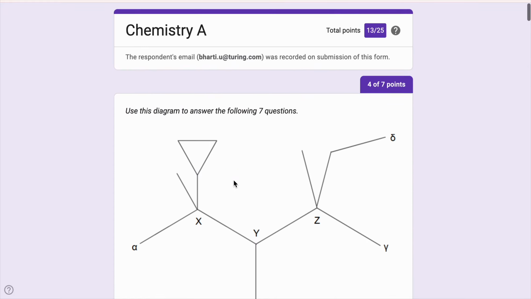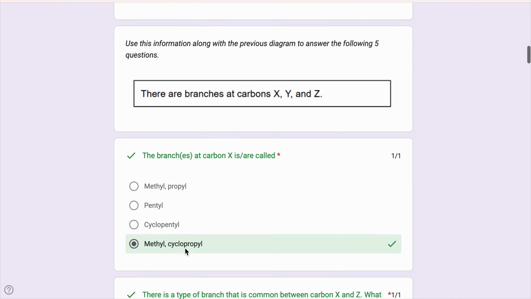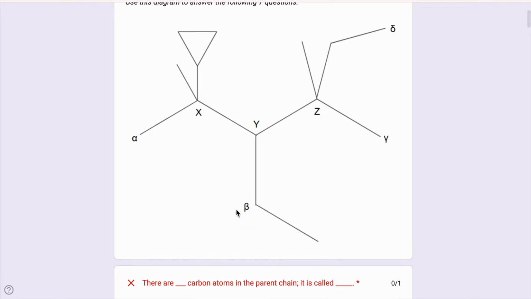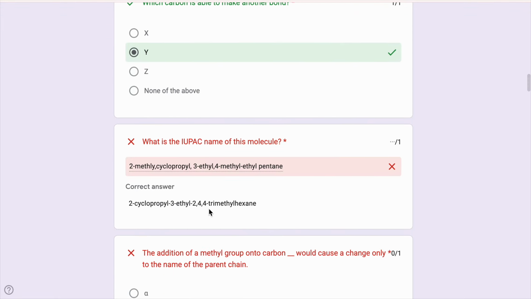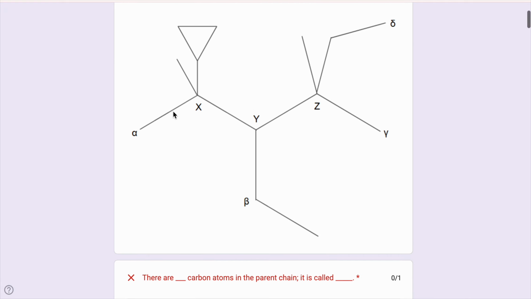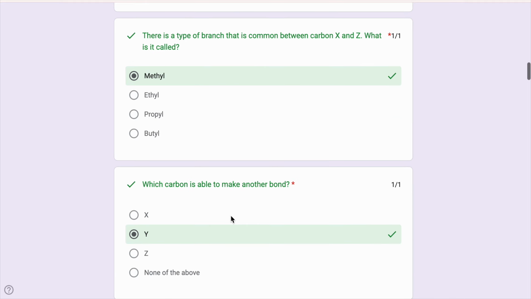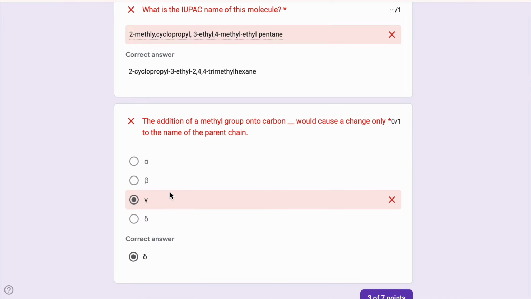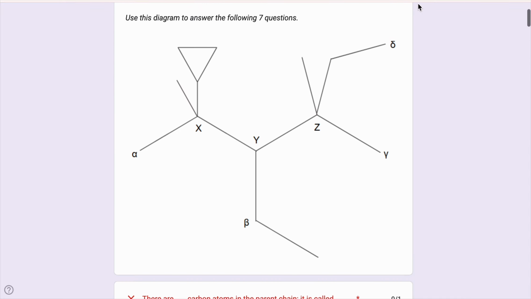Okay. 2-cyclopropyl, 3-ethyl, 2,4,4-trimethyl hexane. The addition of a methyl group onto which carbon would change the name of the compound? That is delta.